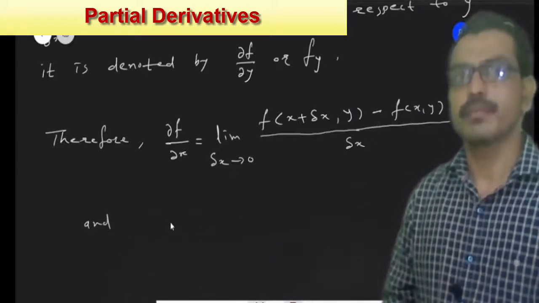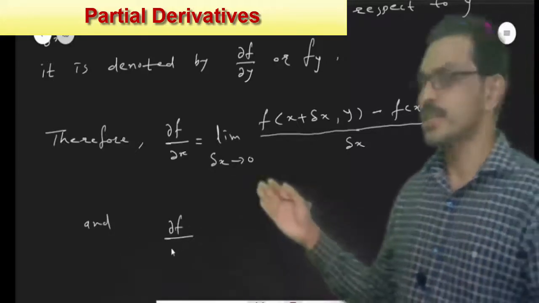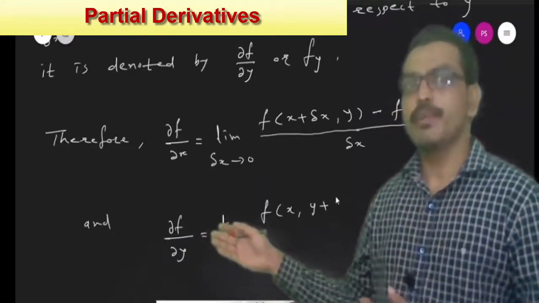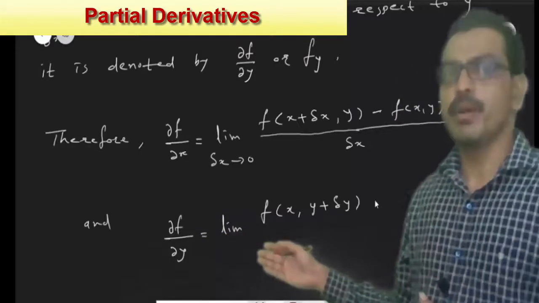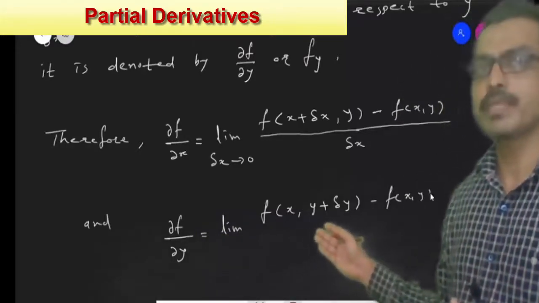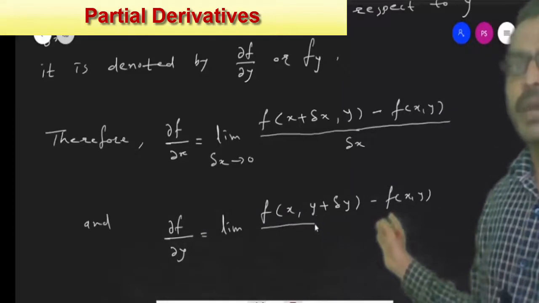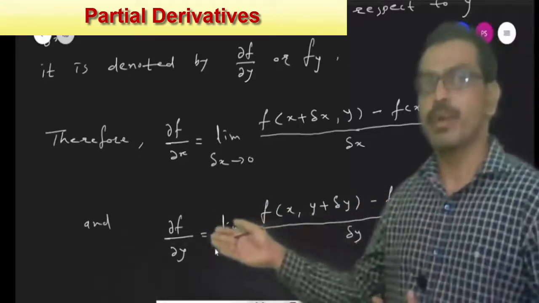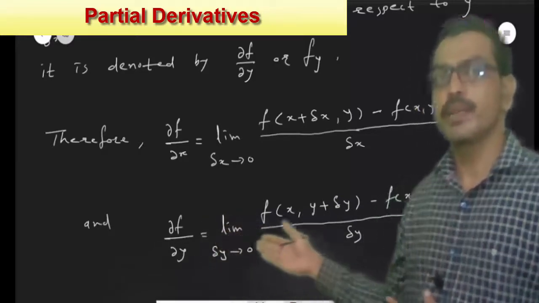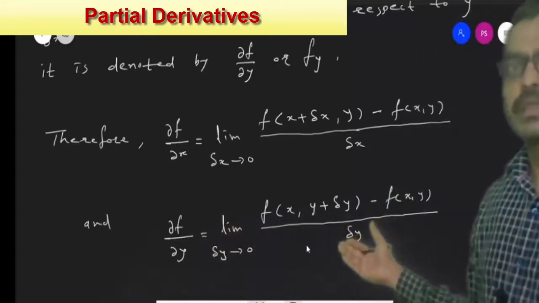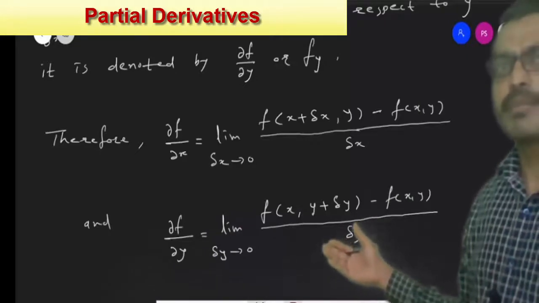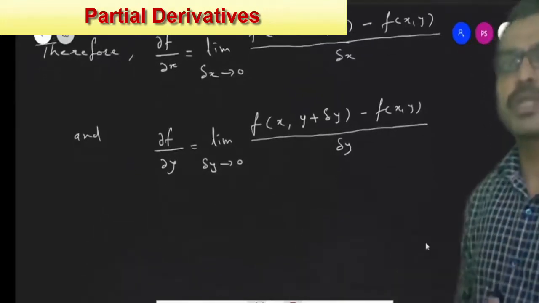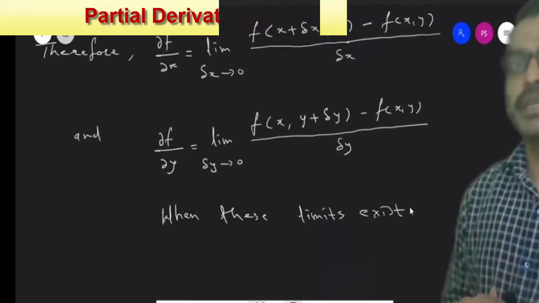And the partial derivative of the function f with respect to y: del f upon del y is equal to the limit of f of x comma y plus delta y minus f of x y, keeping x constant, divided by delta y as delta y tends to 0, when this limit exists.